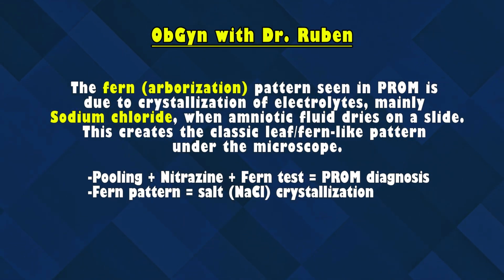The fern or arborization pattern seen in premature rupture of membranes is due to crystallization of electrolytes, mainly sodium chloride, when amniotic fluid dries on a slide. This creates the classic leaf or fern-like pattern under the microscope.